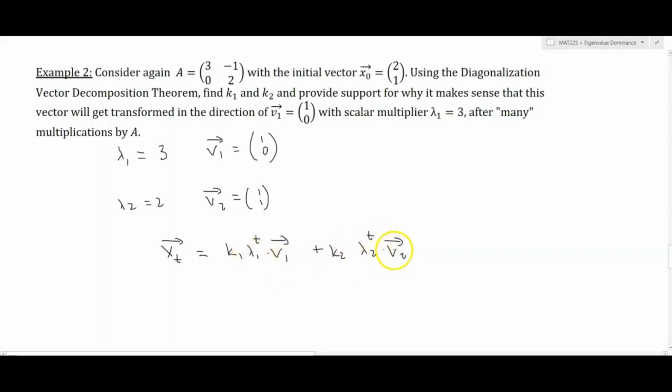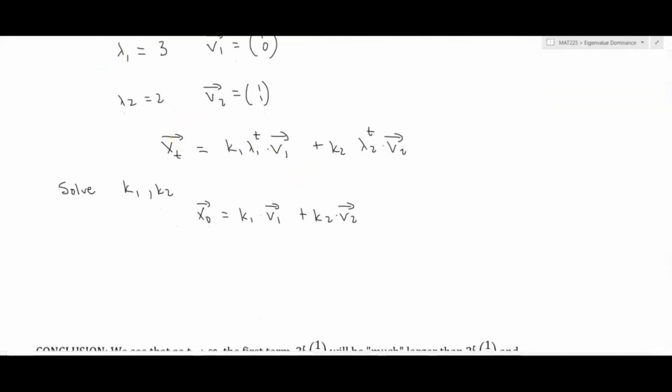And we only have 2 eigenvectors and 2 eigenvalues, so this will only have 2 terms in it. What we need to do first is solve for k1 and k2 before we apply this formula. And the way we're going to do that is our x0 vector, we know, is going to be some linear combination of our 2 eigenvectors. And as we plug in our numbers, x0 is the initial state vector that we're given in this problem, which is (2, 1).